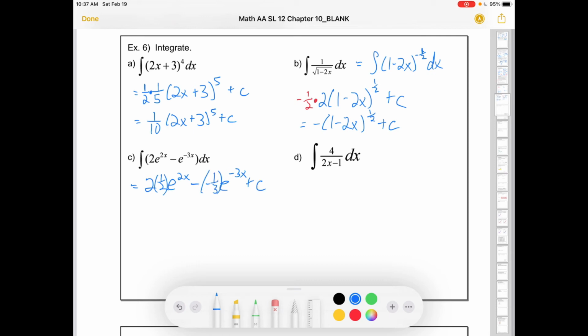And again, if you don't notice this stuff, just give it your best guess, and then see if you can fix it. Plus 1/3 e to the -3x plus c. I think that's the answer.